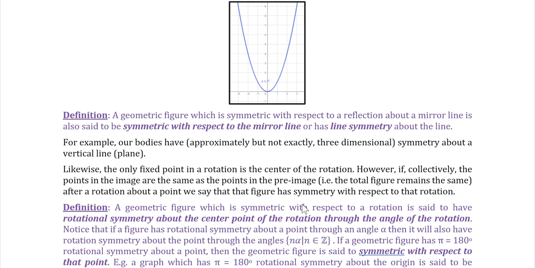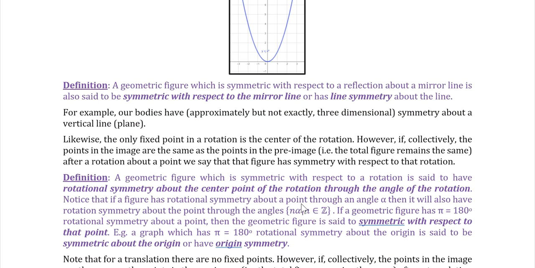A geometric figure which is symmetric with respect to a reflection about a mirror line is said to be symmetric with respect to that mirror line, or has line symmetry about the line. Our bodies have approximately, but not exactly, three-dimensional symmetry about a vertical line or plane.